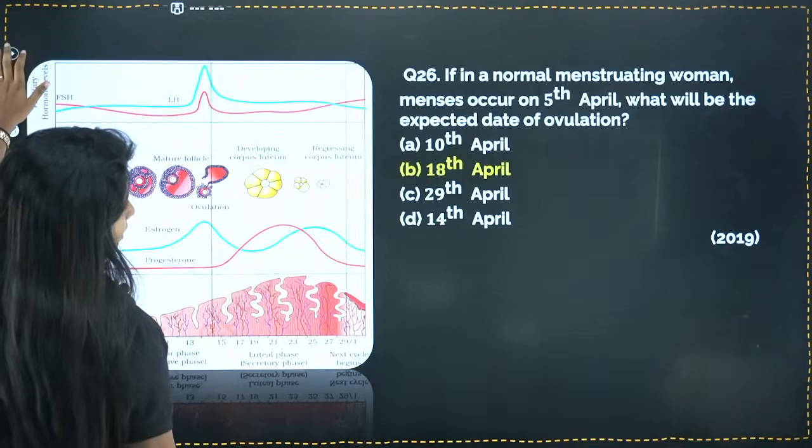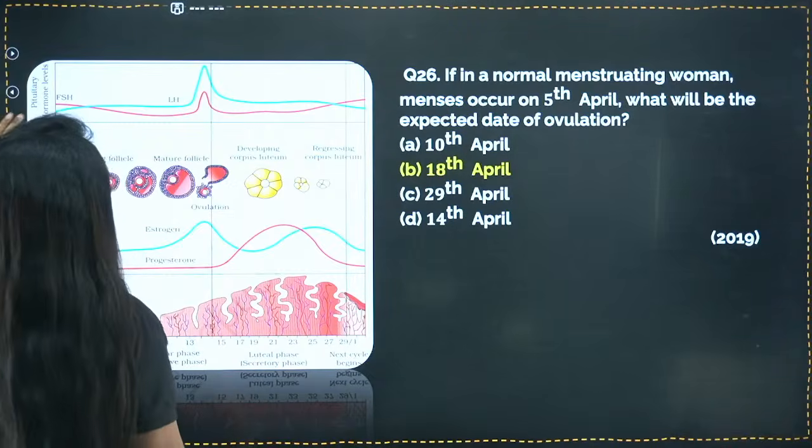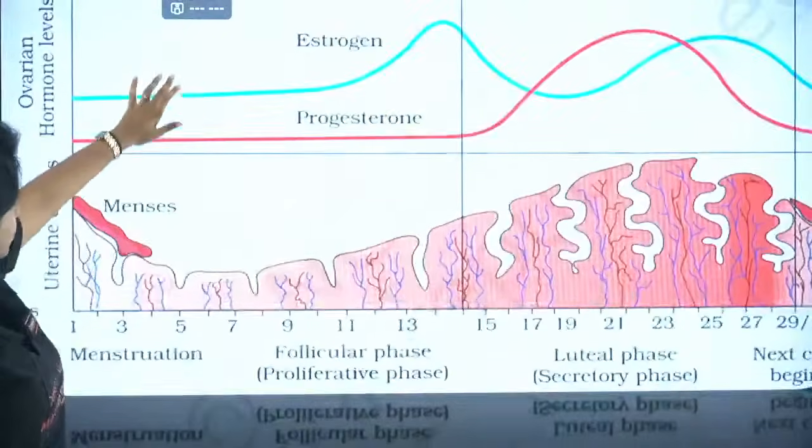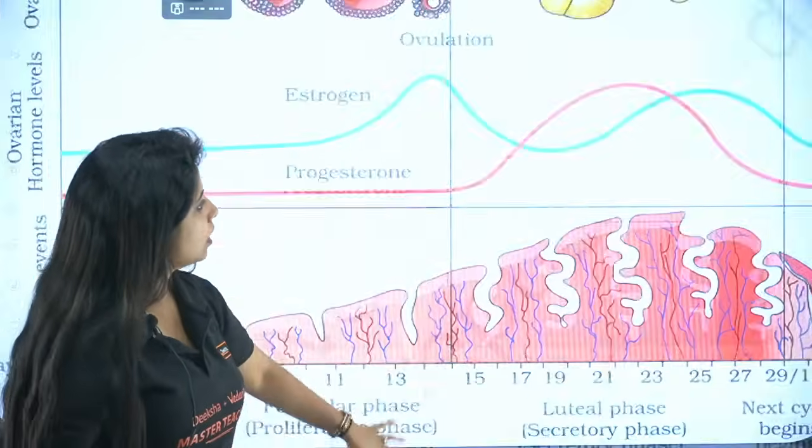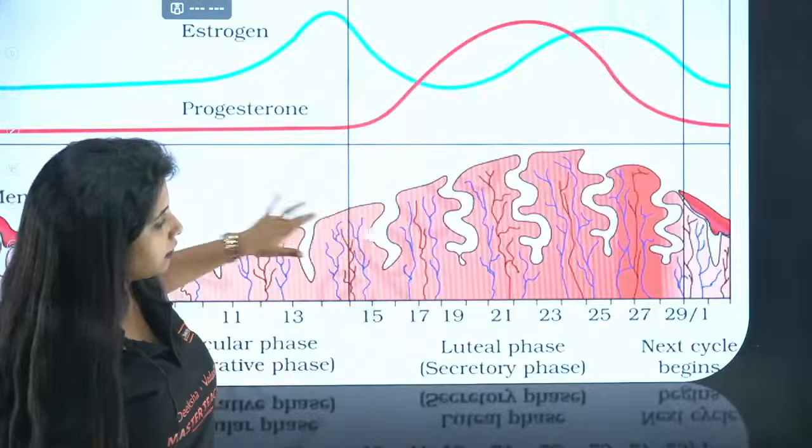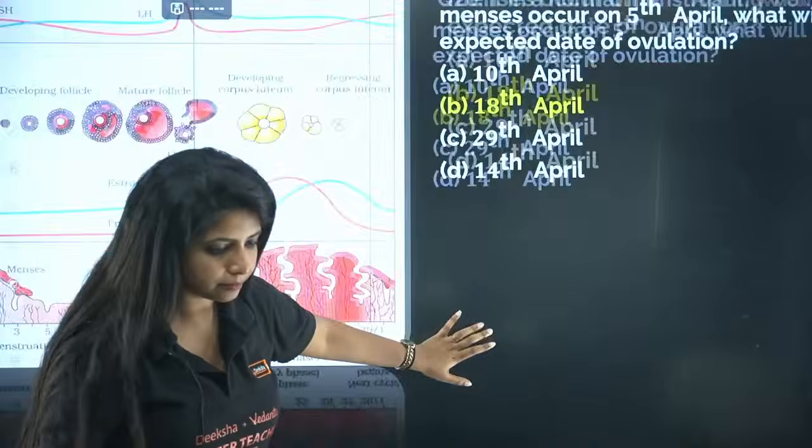Okay. Fine. So listen. This is the cycle, right? So if you see 1st to 14th, at the 14th day you have the ovulation and then you have the rest of the cycle going on.